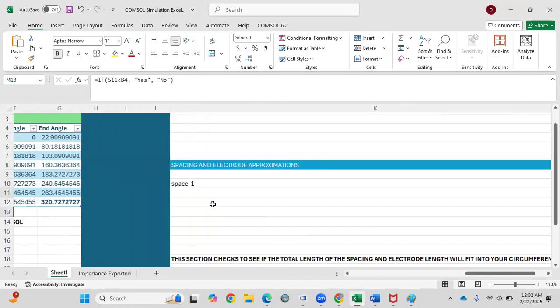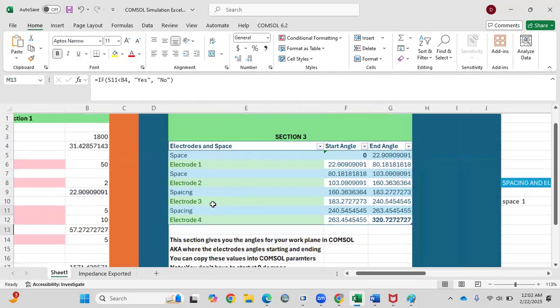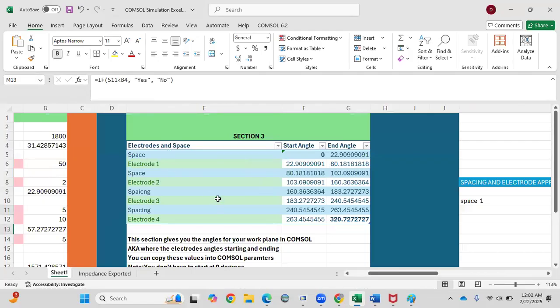So after that, when you realize it's fitting, now is to get the degrees, because this will be important to put into COMSOL to actually get the angles. So in this model here, we are assuming that we're starting with a space. You could start with the electrode, but you could just start with a space for this one for simplicity. So the starting angle will be 0, and you will know what this is.